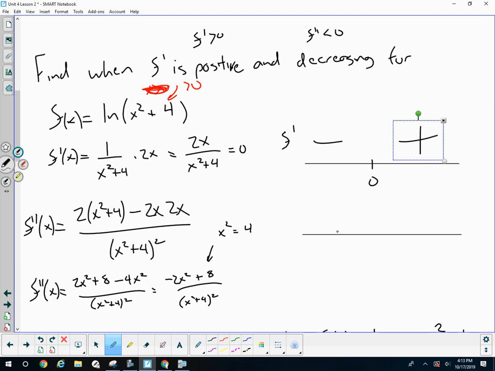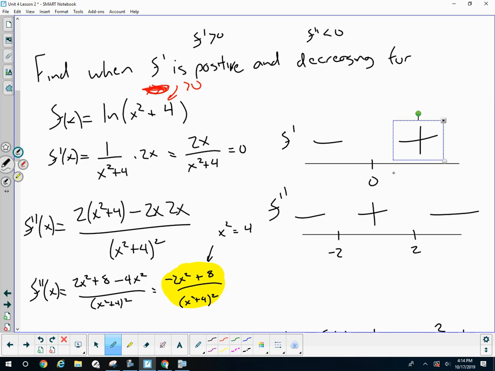And now if I look at plus and minus 2, let's see. I'm going to plug it back into this, knowing that the denominator is always going to be positive. If I plug in 3, 9 times negative 2, that's going to be bigger than positive 8, so that's a negative. I plug in 0, positive 8. I plug in negative 3, that's a negative. So that's f double prime.